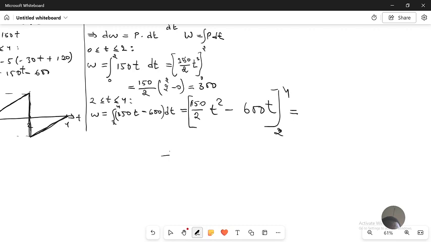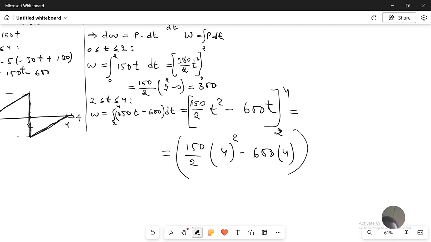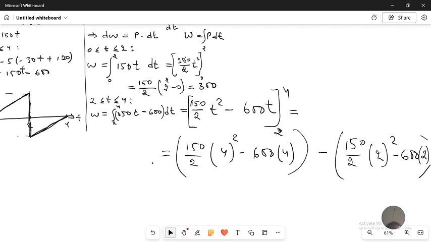When you put everything in, you will get 150 by 2 multiplied by 4 squared, minus 600 multiplied by 4. I have to replace the 4 everywhere, minus, now you replace the 2: 150 by 2 multiplied by 2 squared, minus 600 by 2. You calculate it, and you will get the energy.